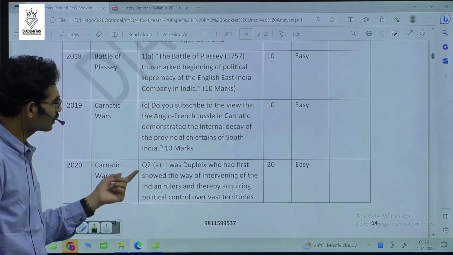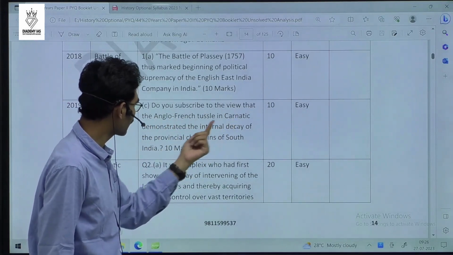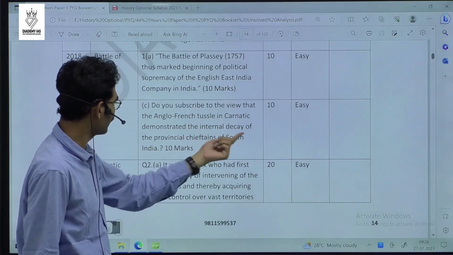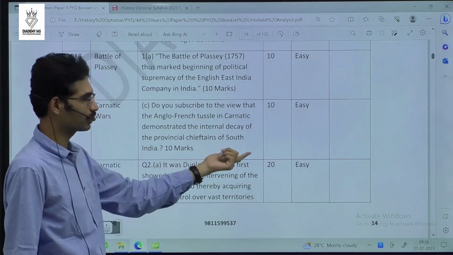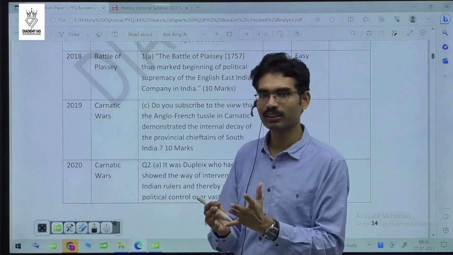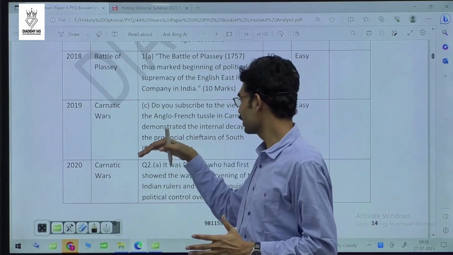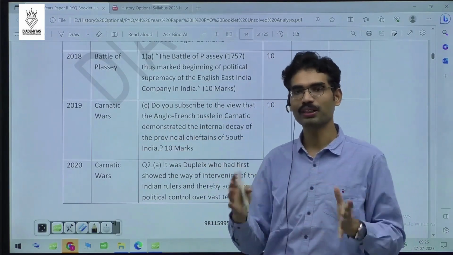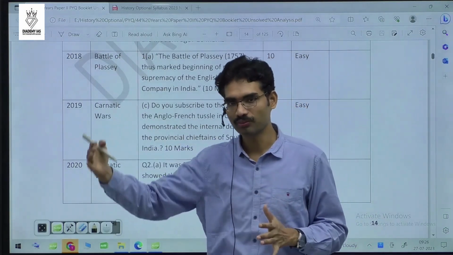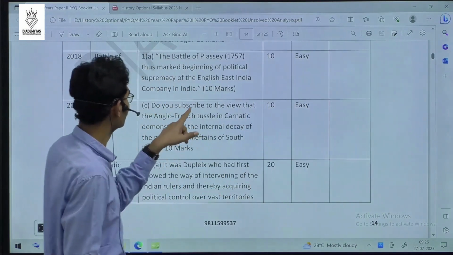2019, Carnatic Wars. Do you subscribe to the view that the Anglo-French tussle in Carnatic demonstrated the internal decay of provincial chieftains of South India? Now you can see, in South India, regional kingdoms over there, do you think that this Anglo-French tussle in Carnatic demonstrated the weakness? So what are the weaknesses of Indian rulers on this side? So you have to think in that perspective.